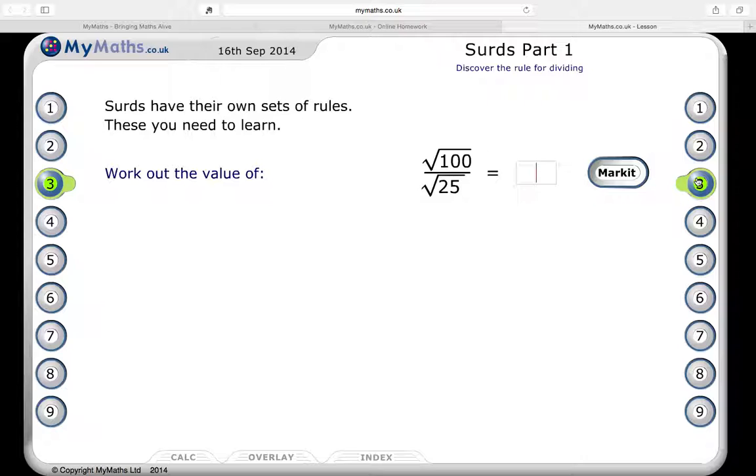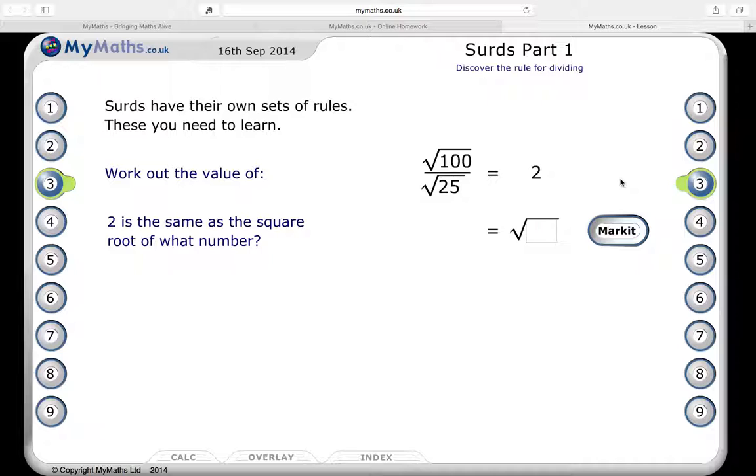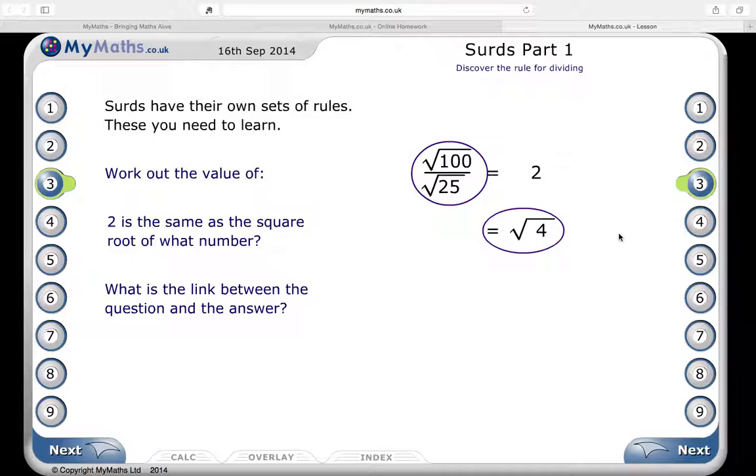It also works with the same idea: if you forget about the roots, it's 100 over 25, and then you stick a root on the answer. So 100 over 25 is equal to 4. Now, because it's a root, the answer is root 4, and root 4, as we know, is 2. So our answer there is 2. Now, 2 is the same as the square root of what number? Because I worked it out the long way instead of using a calculator, we know that is root 4.